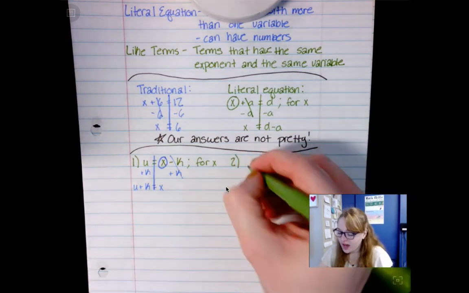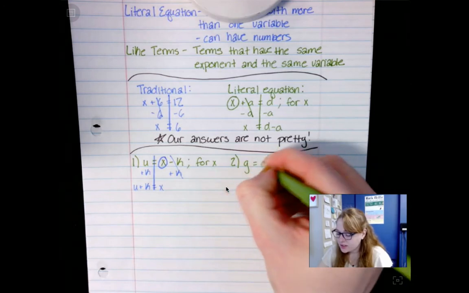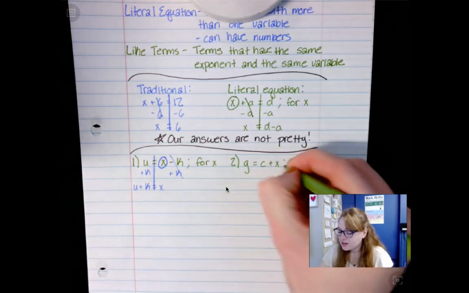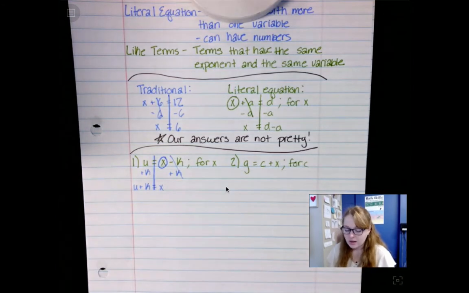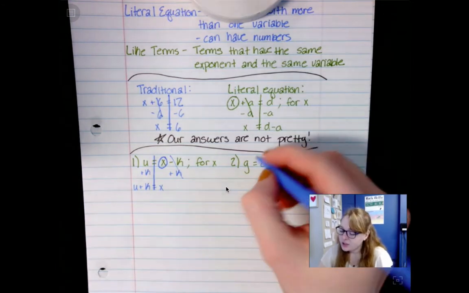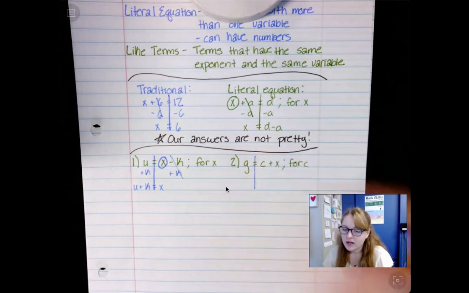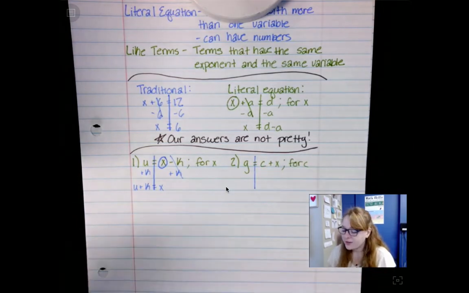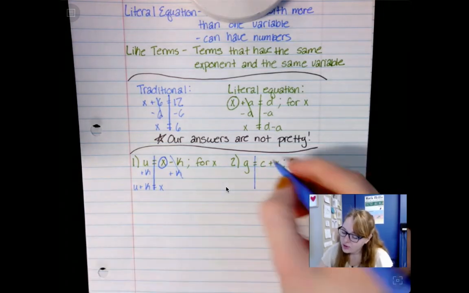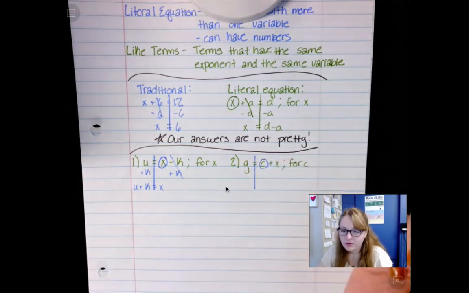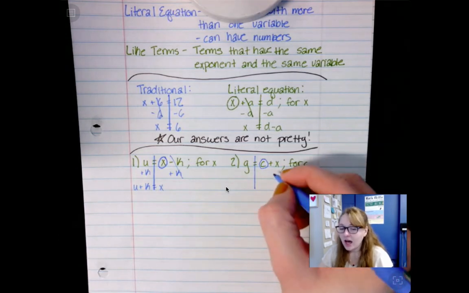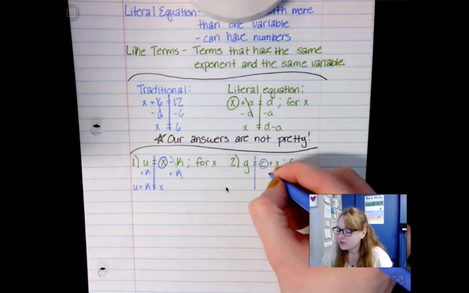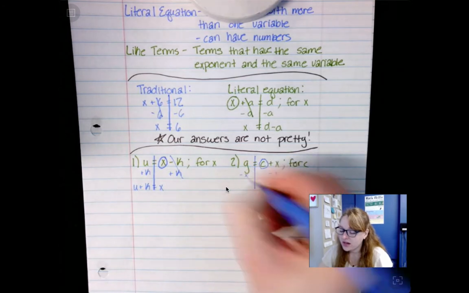For number 2, we have g is equal to c plus x, solve for c. So again, first thing we do is we are going to draw that line down our equal sign to separate our equation into 2 halves. And we are going to circle the variable that we want to solve for, in this case, the c. So what are we doing to that c? We are adding this x. So to undo the addition of x, we are going to subtract x once on each side of the equal sign.